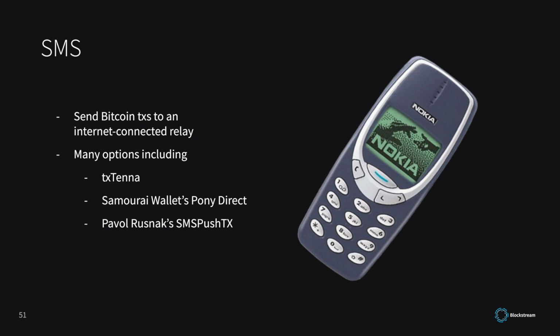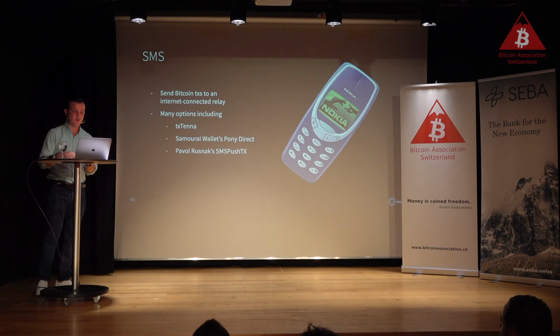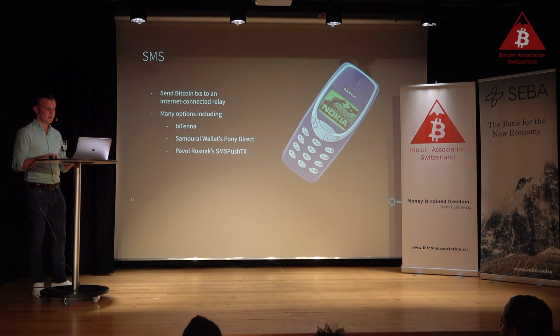Also, Samurai Wallet, who produce a Bitcoin wallet on Android, have a solution called Pony Direct, and that also allows you to send SMS. And then Pavel Rusnak, who is the CTO of Trezor, started investigating this very early, and he also has an application called SMS Push Transaction, which basically cuts up the transaction into parts, sends it via SMS, and then repackages it at the other end.